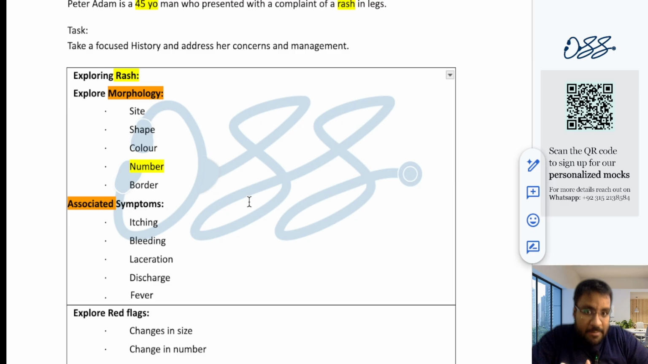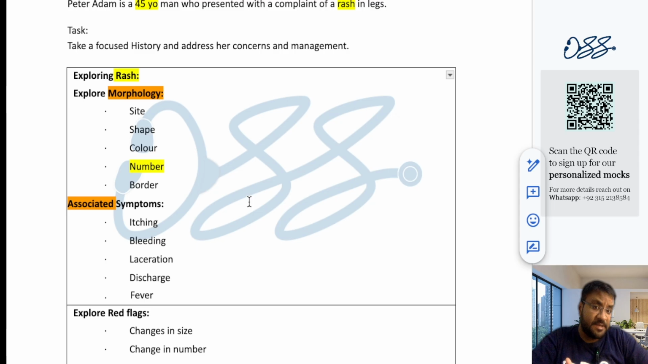So if it's countable, like let's suppose just a lesion or just a mole or maybe just a patch of squamous cell carcinoma, it would be pretty much countable, and they're going to say, yeah, doctor, it's countable. It's just one particular lesion that is there on my arm. Or if it's still countable but not one, they're going to say, yeah doctor, I've got a couple of lesions like these on my arm and on my forearm, and also on the back of my hand as well. So they're going to describe it for you, all right.